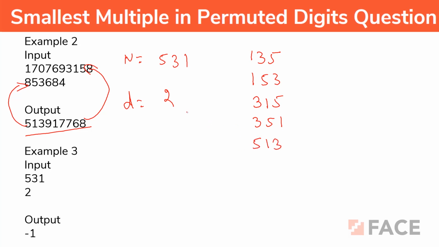Check if 513 is divisible by 2. No, it is not divisible by 2. So go for the next permuted number, which is 531. Now check if 531 is divisible by 2. It is not divisible. So go for the next permuted number. I don't have any other number.